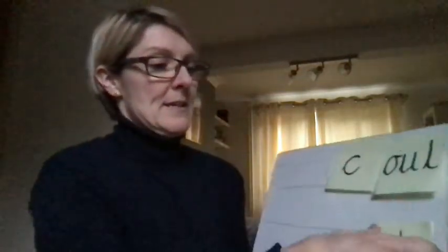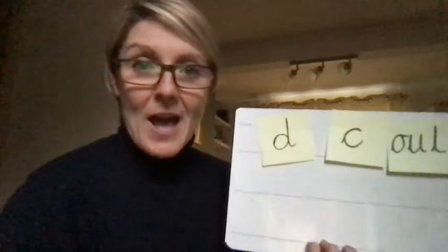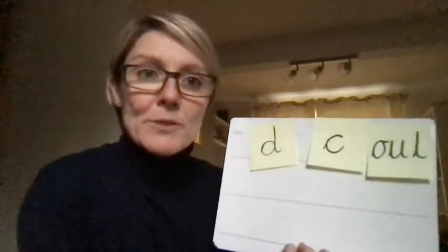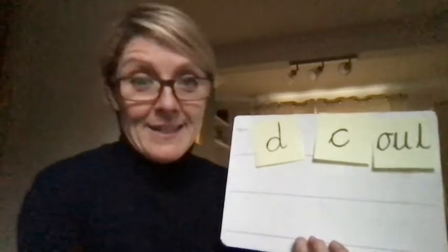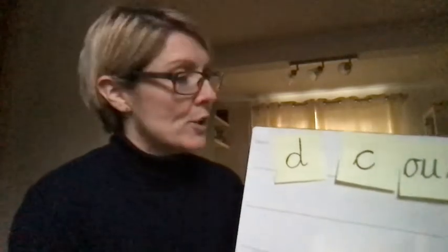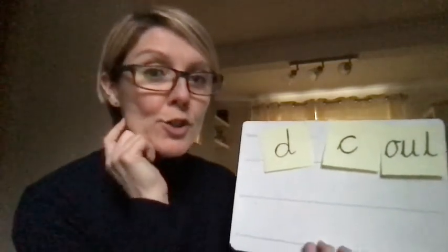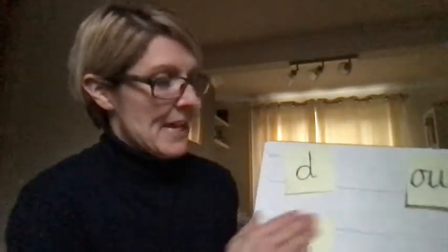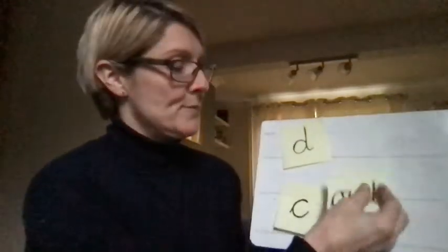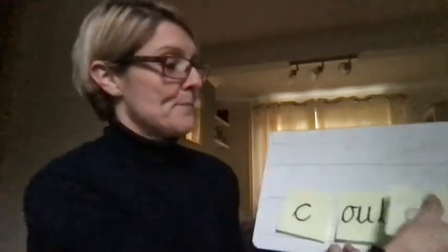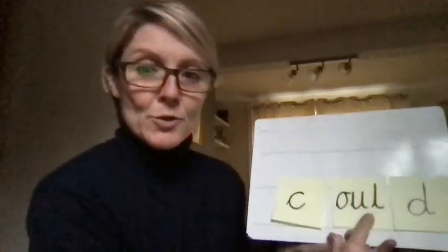Now, these are the sounds and the letters that we need to build the word could. So it could rain later today. Could. So what sound can you hear at the beginning? Could. It's the k sound. Could. Oo. And then the d. K, oo, d. Could. Again, write that on your piece of paper.